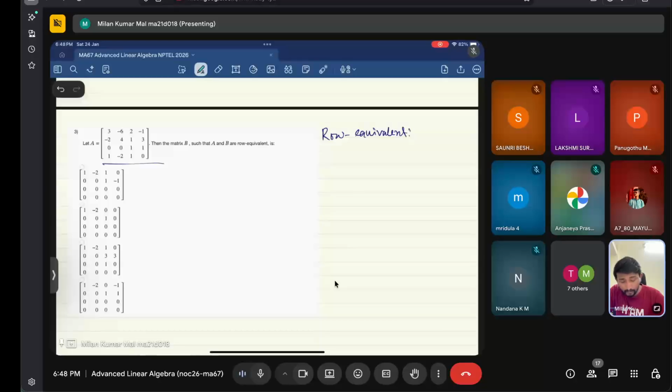Let A be an m by n matrix. So once again, you can do only the three types of row operations. You can't do anything other than row operations. Sometimes it happens that people are doing row operations and in between do column operations. Then it will be completely messed up. The answer will be incorrect. Even if the answer is correct, you will not get any marks.